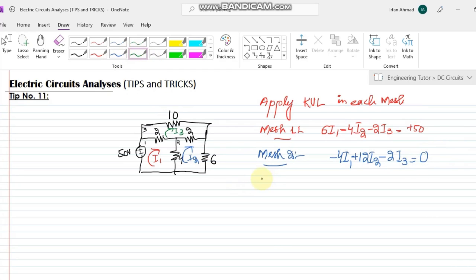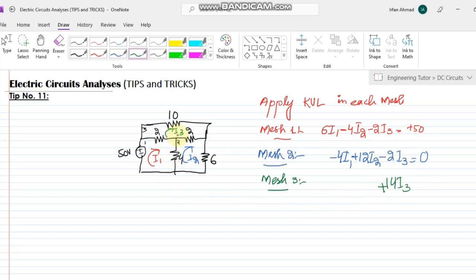Similarly, in mesh number 3, what will happen? You can again see that in mesh number 3 I have 3 resistors which are 2, 2 and 10. So adding them together, I will have 14I3, and it will always be positive.